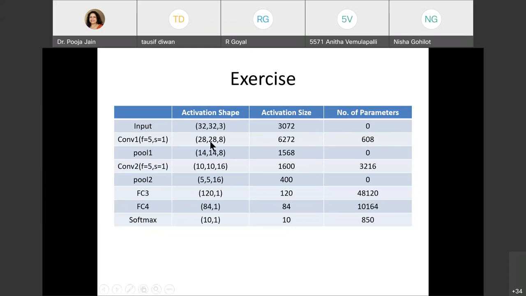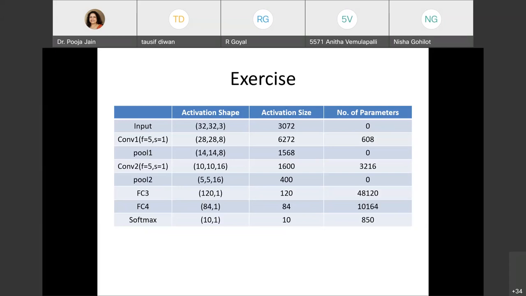Total number of parameters is equal to what? We apply a 5 cross 5 filter. We first compute the number of weights for one filter. Suppose this 5 cross 5 filter is applied on this input. How many channels will be there in the filter? See here, this filter is applied on this input. Number of channels in the filter is equal to the number of channels in the input. So in this filter also 3 channels are there. First 5 cross 5 is for the first channel. Second 5 cross 5 weights is for the second channel. Third 5 cross 5 weights is for the third channel. How many weights are there? 75 weights are there: 25 weights for the first channel, 25 weights for the second channel, and 25 weights for the third channel.